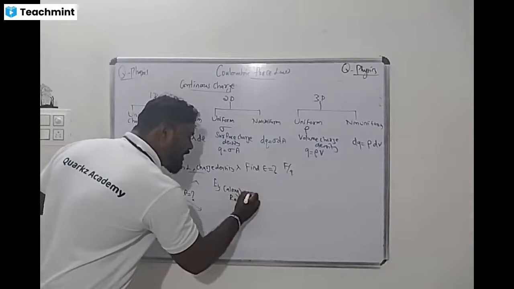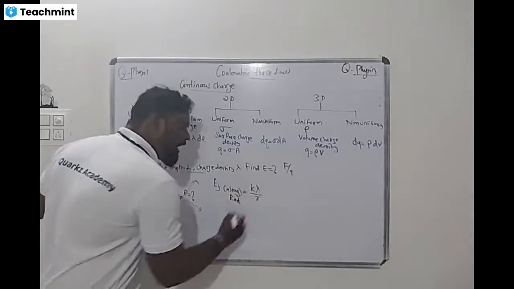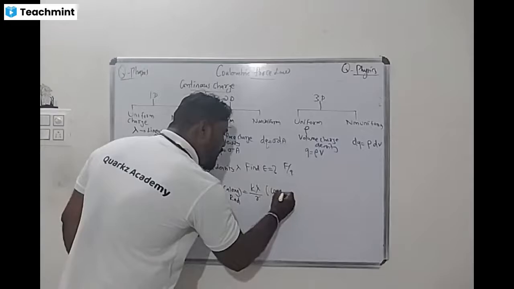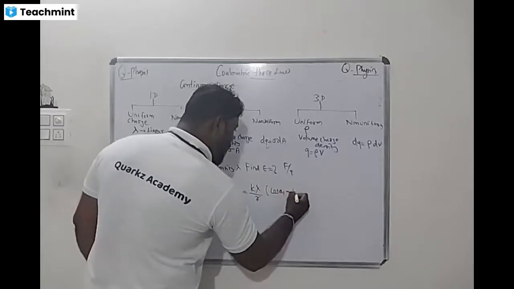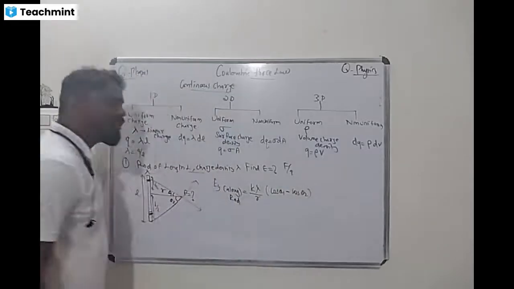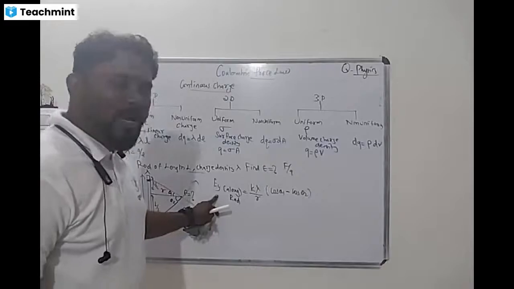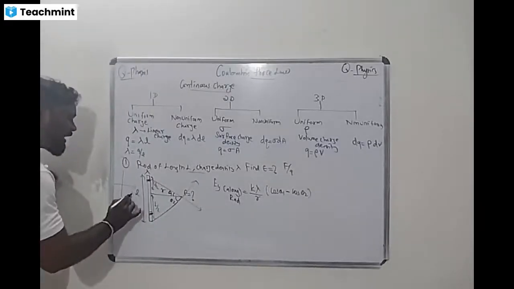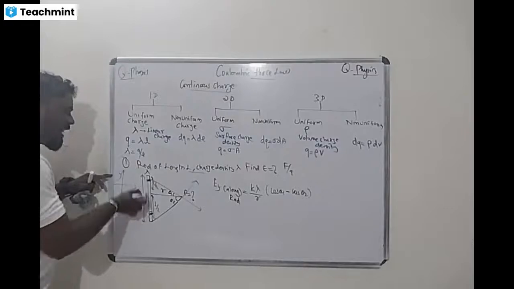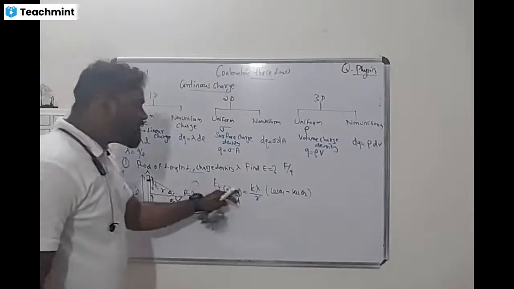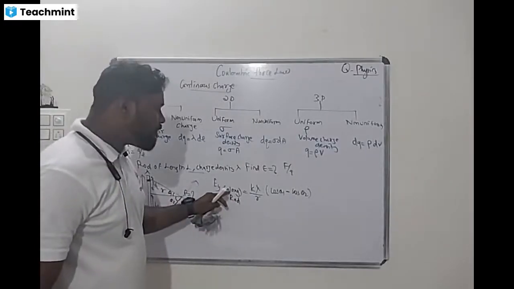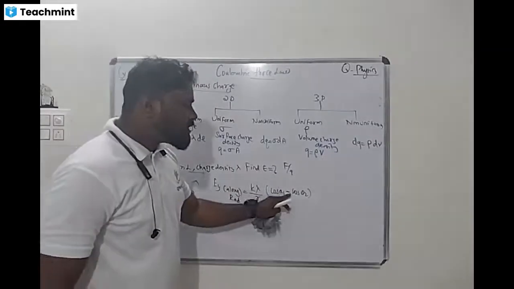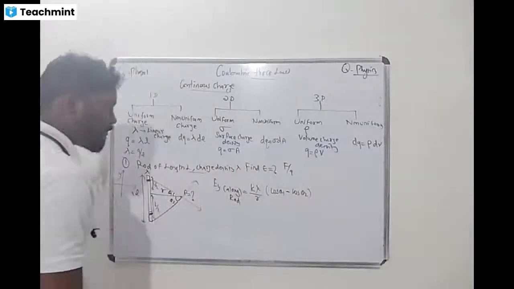So what is the formula? k lambda divided by r, cos theta 1 minus cos theta 2. Understand this one. What is that formula? Tell me. Along the rod, dy is equal to along the rod. It will be in this direction. See, this is the x direction, this is my y direction. So along the rod means in that direction. So what is the value? Along the rod, dy is equal to what is the value? k lambda divided by r, cos theta 1 minus cos theta 2.